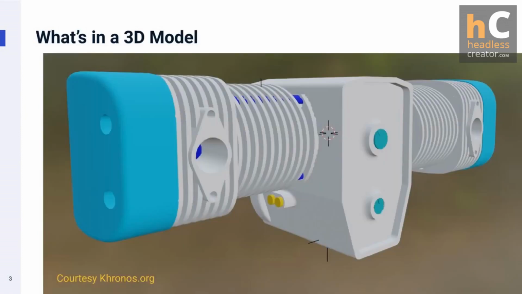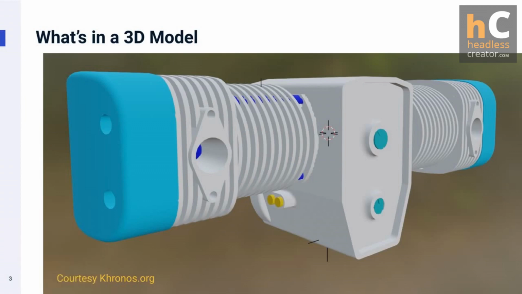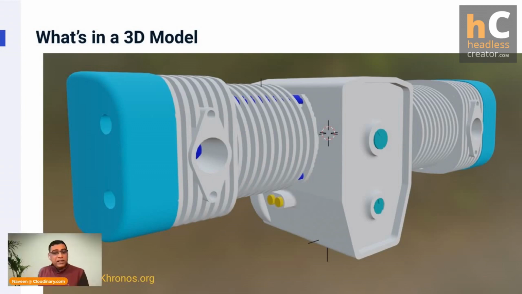Before we get into specific formats and what's in them, let's understand what a 3D model is. What you're seeing on the screen is a 3D model of a gearbox, an open source model put out by Khronos.org. In the 3D space, you'll hear a lot about Khronos. This is what the model looks like at the end of the day when you're finished creating it and working with it. But let's see what's happening behind the scenes, because it's very important to understand this as we get into the different formats and the pros and cons.